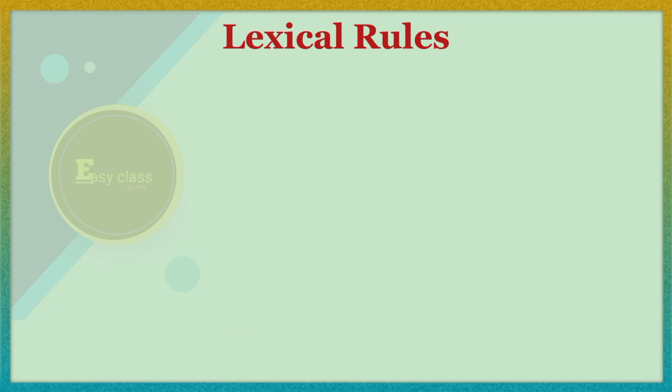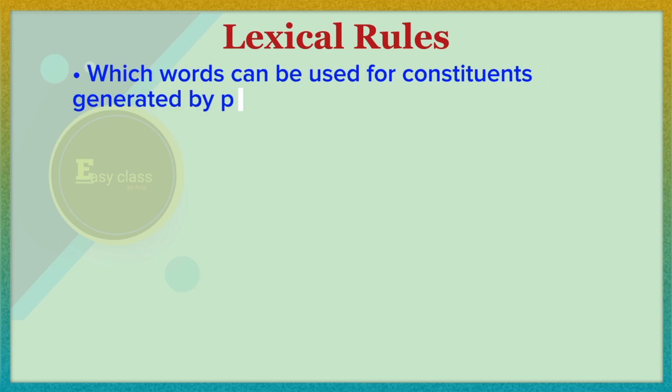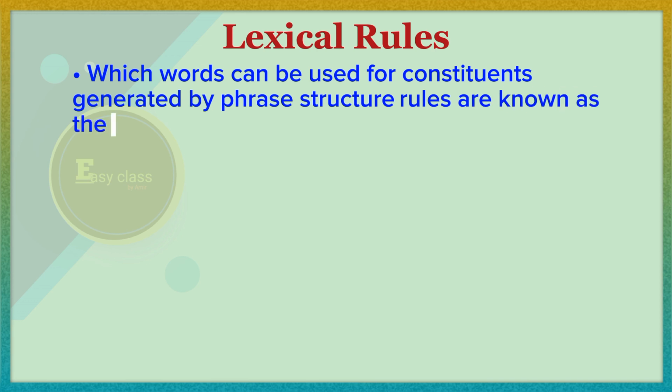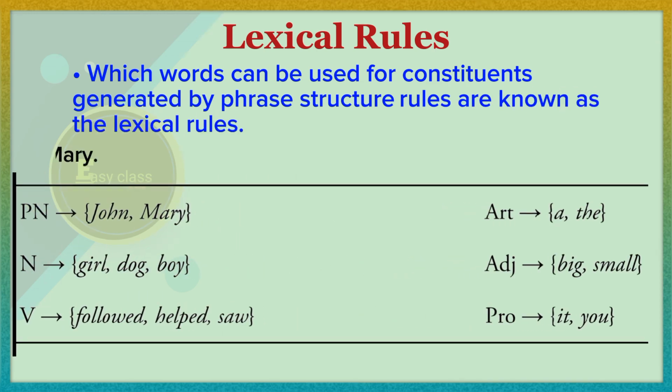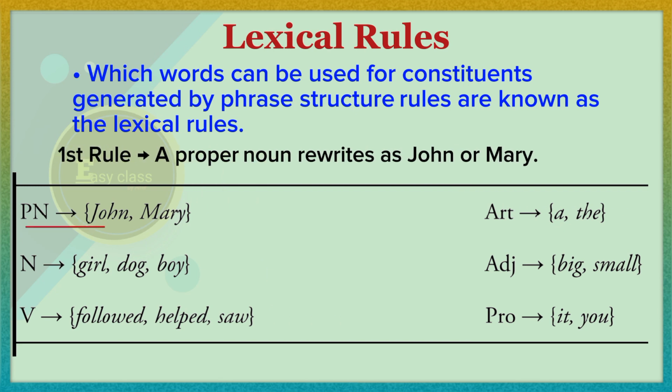Next, lexical rules. Rules stating which words can be used for constituents generated by phrase structure rules are known as lexical rules. The first rule in the following set states that a proper noun rewrites as John or Mary. It is a very small world.